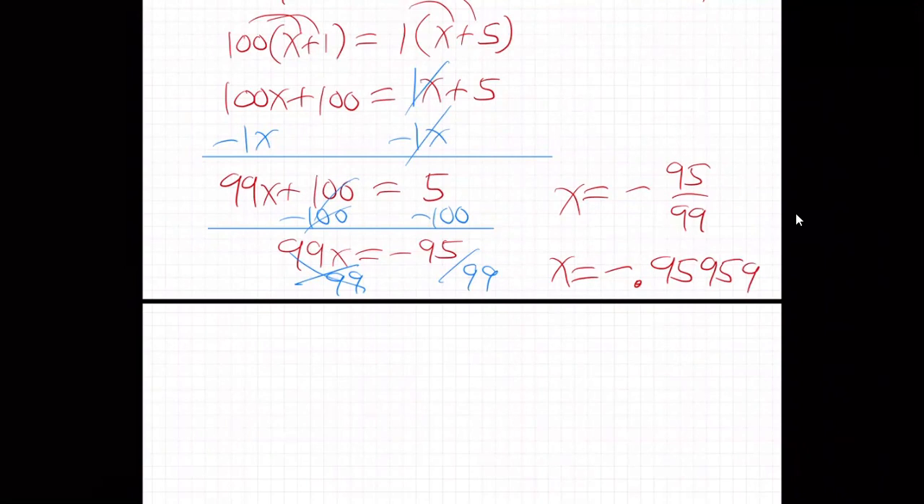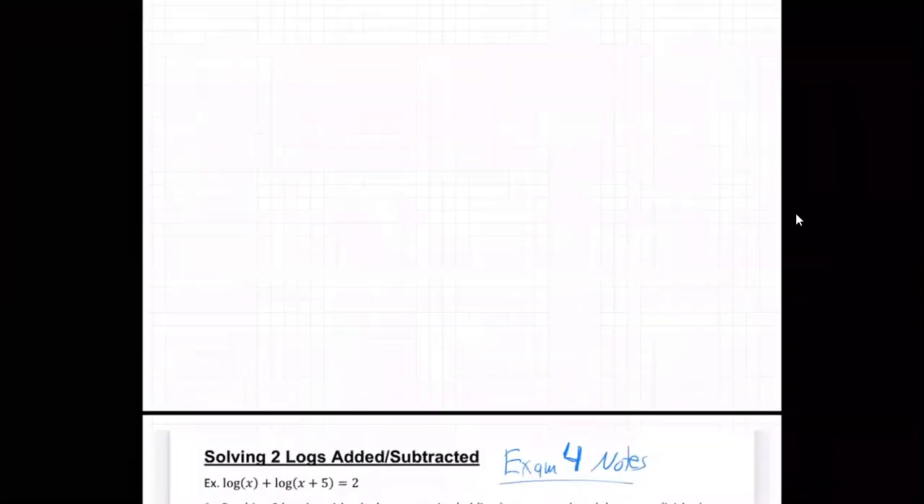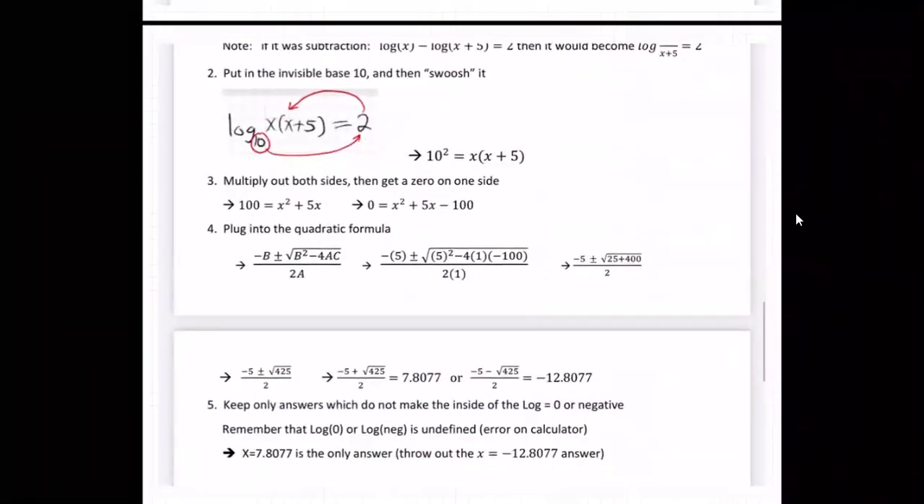So anyway, it just keeps going 95 forever. So now, is it okay? Let's read the fine print carefully. It says keep only answers which do not make... "make" is a big word. We're talking about not just what they are, but what they make.